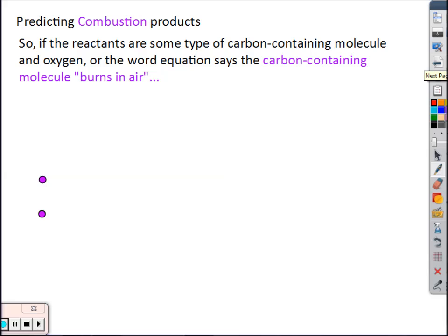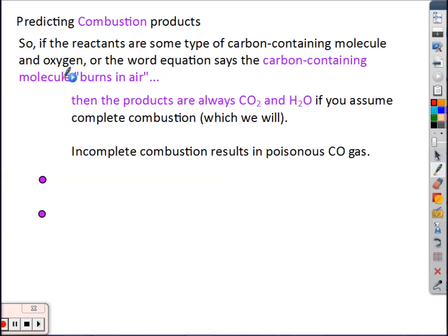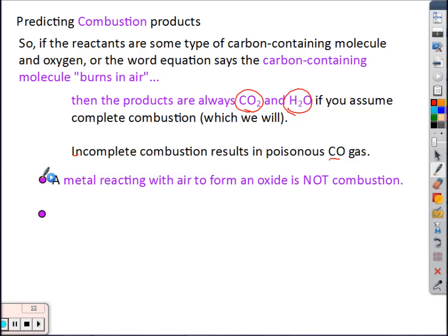So first off, combustion. Again, this is a carbon-containing material burning in air. It could be wood, it could be gasoline. In chemistry, we'll talk about things like butane or propane or things that are just one carbon. Products are always CO2 and H2O. We will not talk about incomplete combustion, which you may have heard about with CO gas. When a furnace burns with not enough oxygen, it could form carbon monoxide, which is poisonous and could kill you. But we're not going to deal with that.